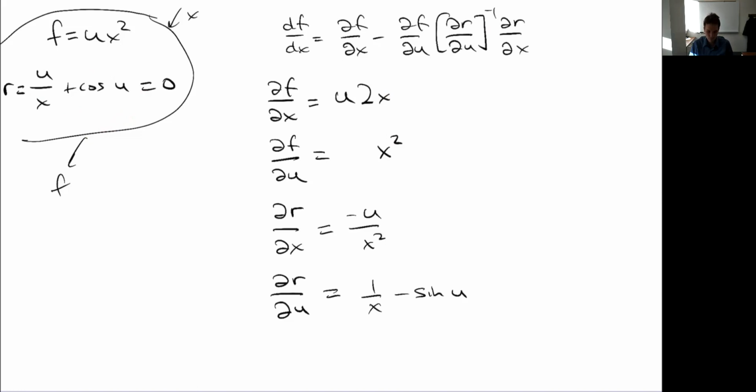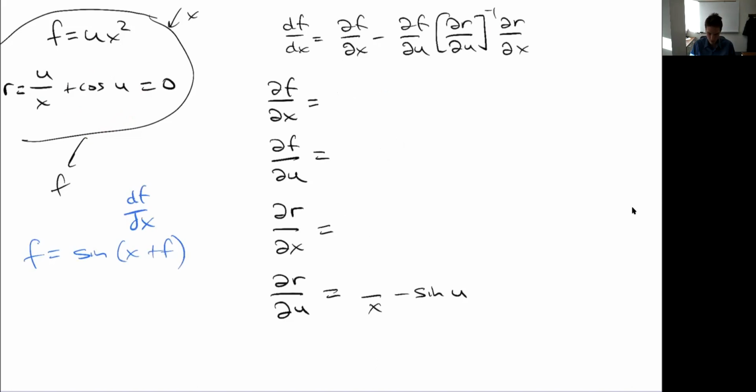All right, now let's look at an alternate case here. Let's do the problem that we were doing, actually, just for fun. That simpler problem, because it actually has a little bit different feature. f of sine of x plus f. And I want df dx. So I'm going to erase this stuff so we can do it again.